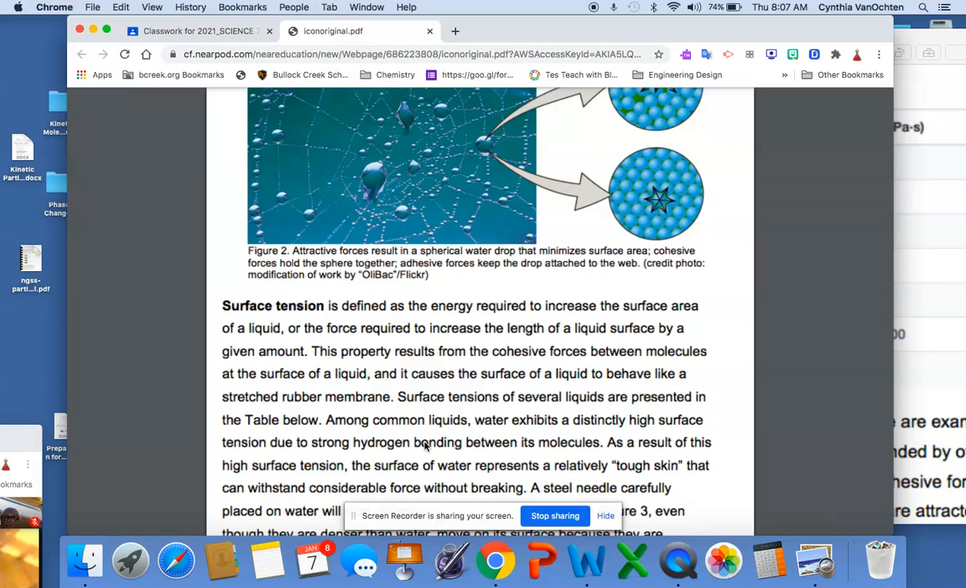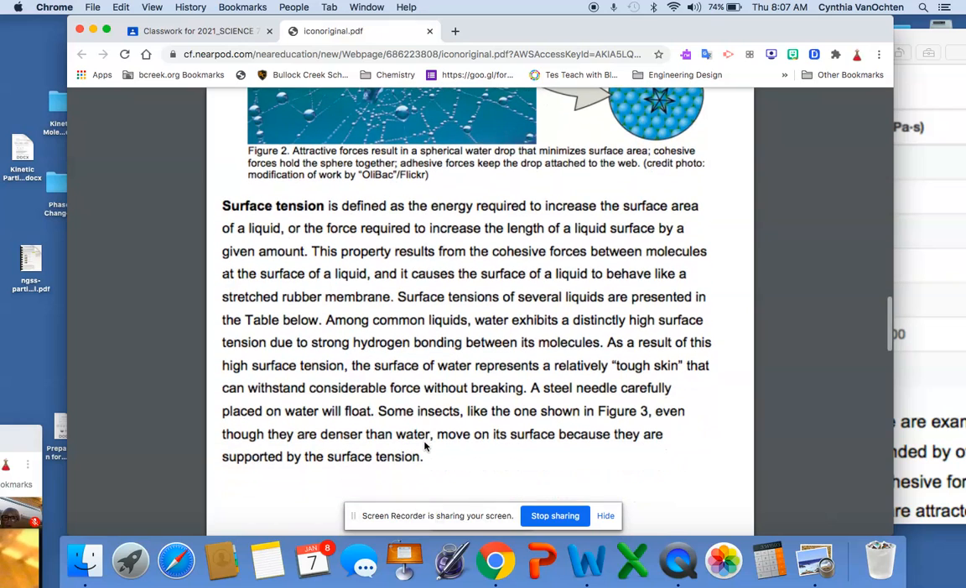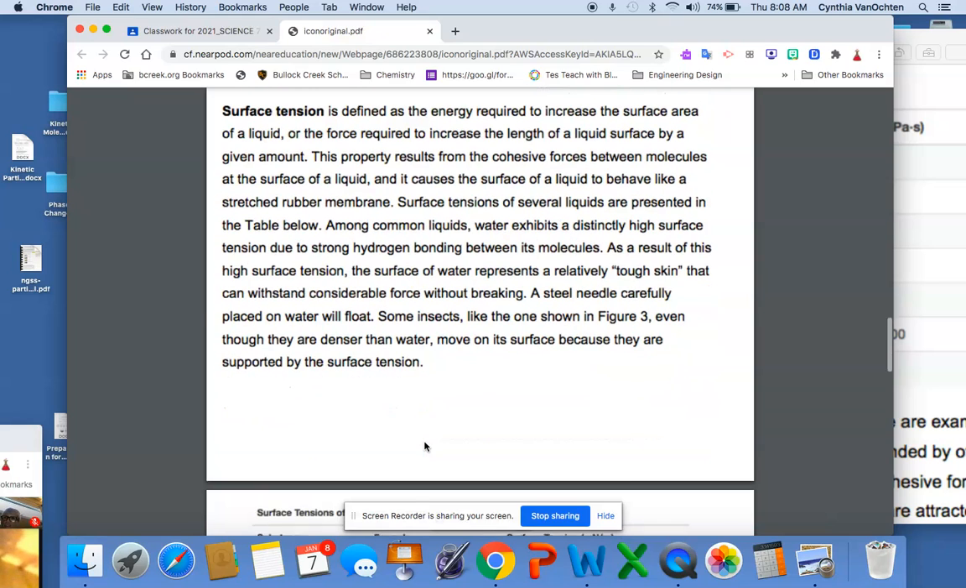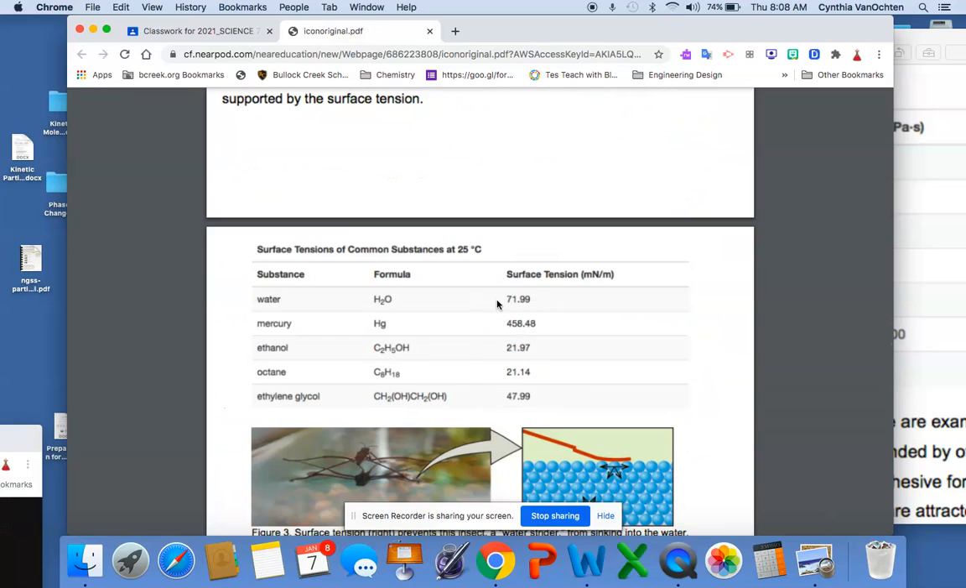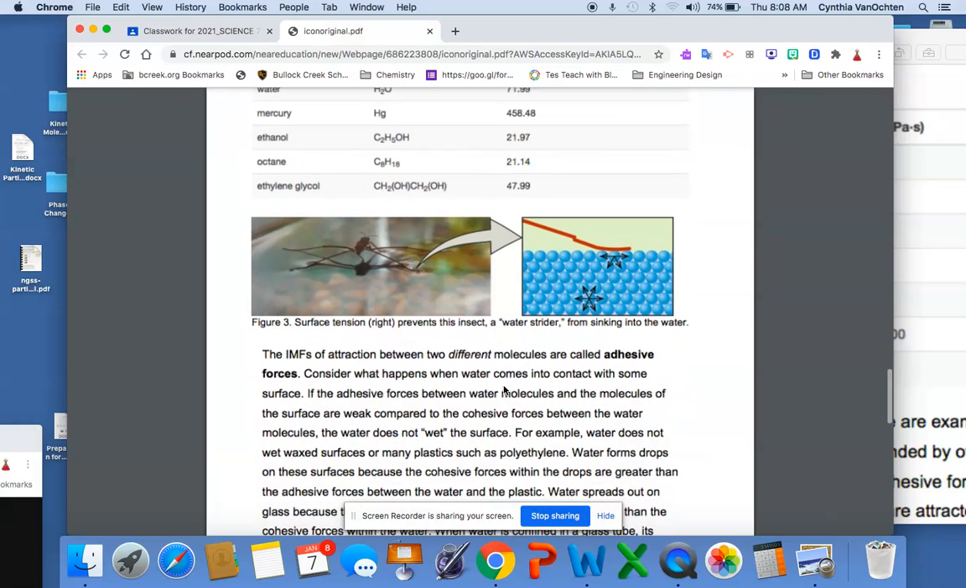As a result of this high surface tension, the surface of water represents a relatively tough skin that can withstand considerable force without breaking. A steel needle carefully placed on water will float. Some insects, like the one shown in Figure 3, even though they are denser than water, move on its surface because they're supported by surface tension. So again, this is a measurement of the surface tension of different liquids. The higher the number, the greater the surface tension. The lower the number, the less the surface tension.